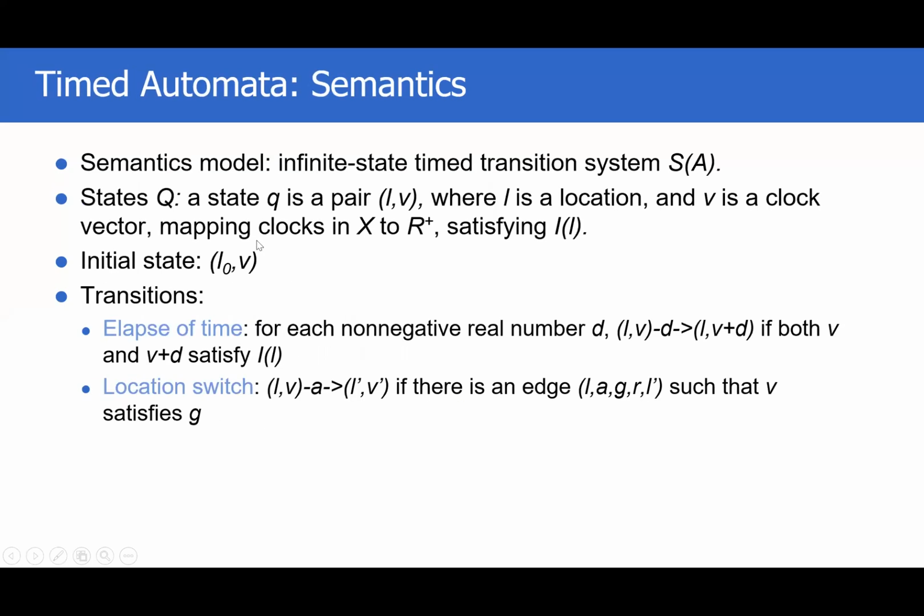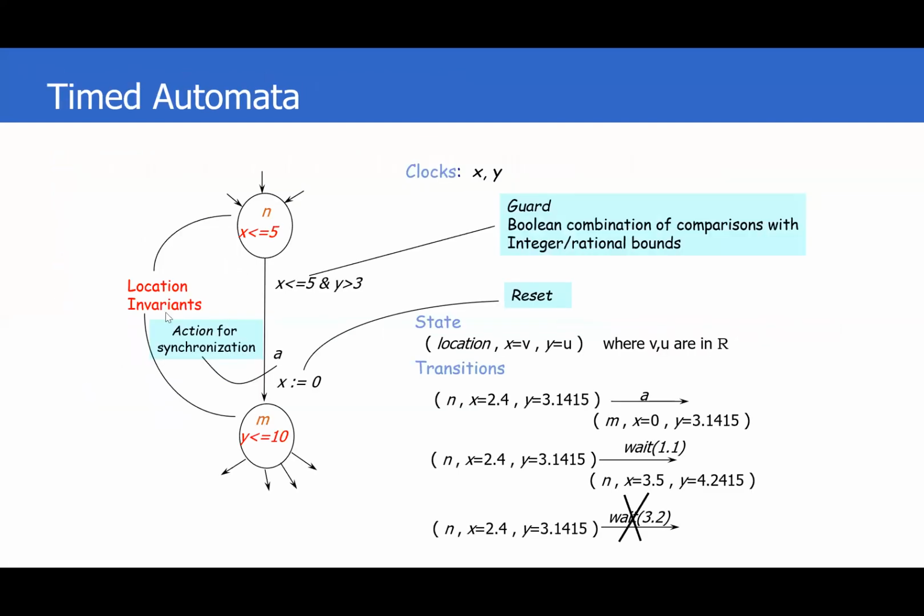For the semantics of timed automata, there are two kinds of transitions. One kind is the elapse of time. It means that the automata can remain in the location, just waiting for the time to elapse. Another is location switch. The automata will switch from one location to another location if the guard is satisfied and there is another synchronization synchronized with it. Now let's see an example of timed automata. This timed automata has the location N and the location M, and this is the guard. Only if the guard is satisfied, and there is another synchronization with A, this transition can execute.